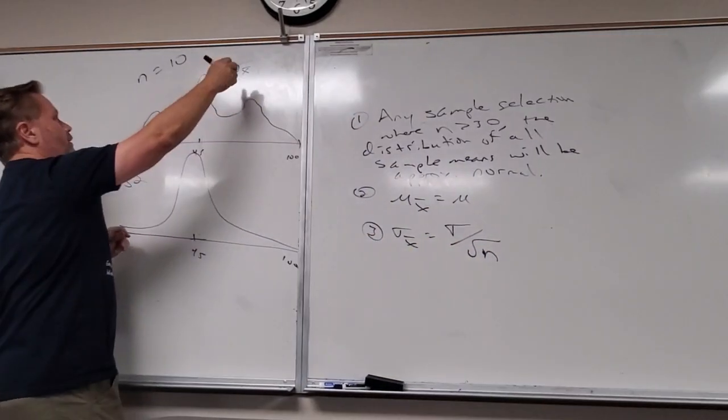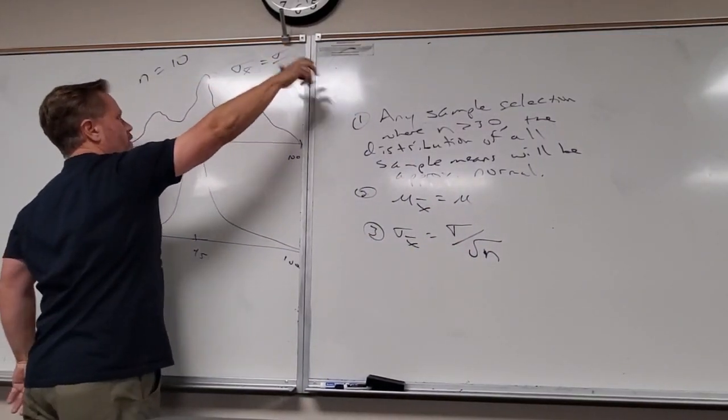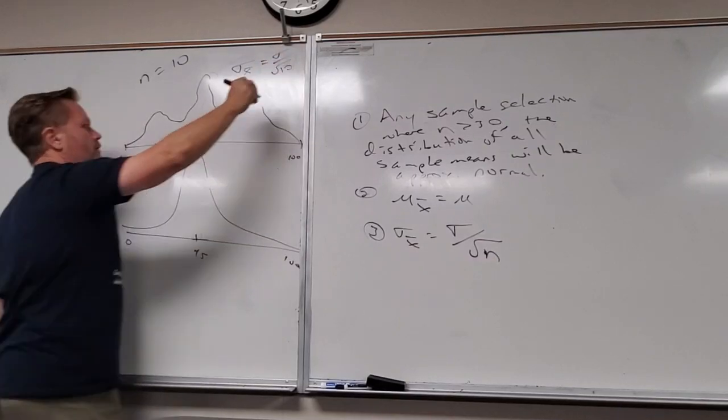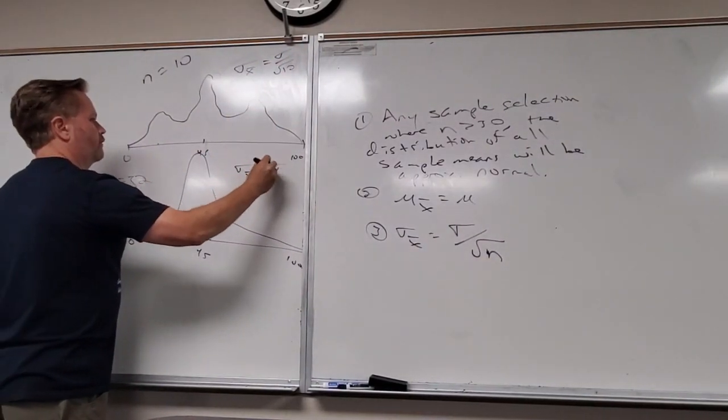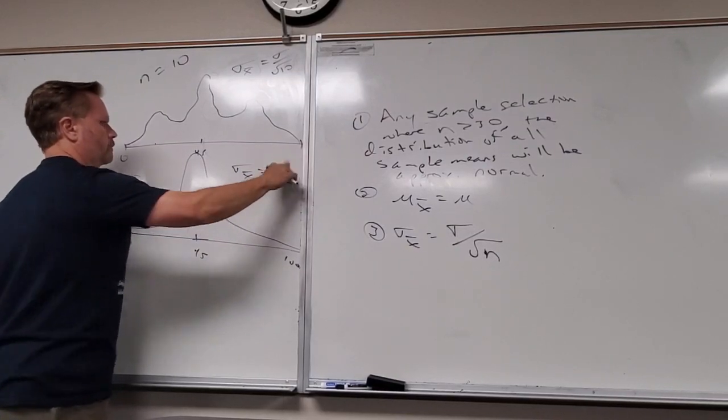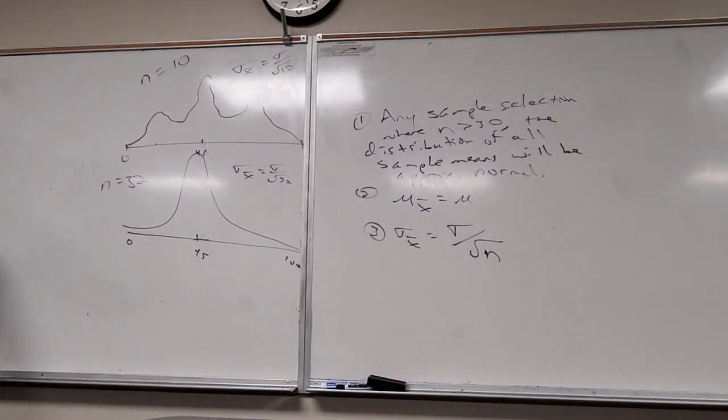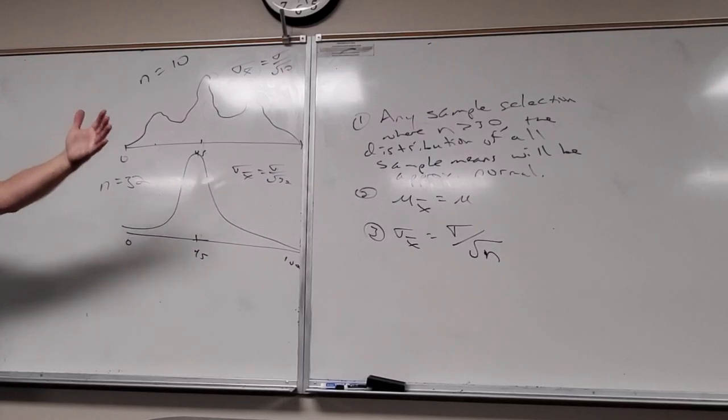So this guy would equal whatever it was to begin with divided by the square root of 10. This guy would equal whatever it was to begin with divided by the square root of 30. So it just keeps getting smaller as I get bigger samples.